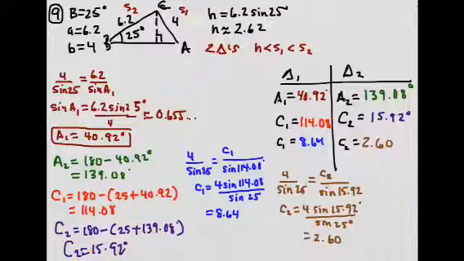Okay, now side C1 and C2. This one here is the setup for C1 and this is the setup for C2. Notice how I use 4 over sine 25 for both of them because those were the given measurements. Then cross multiply, divide by sine 25, and I got this. Cross multiply, divide by sine 25 to leave C2 by itself, and I got this.